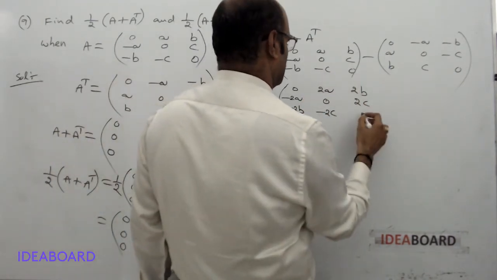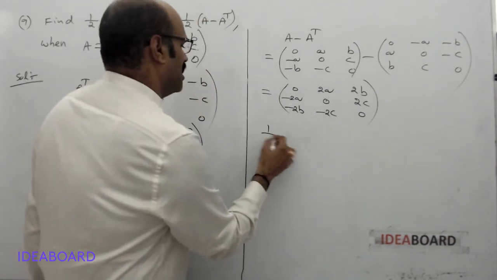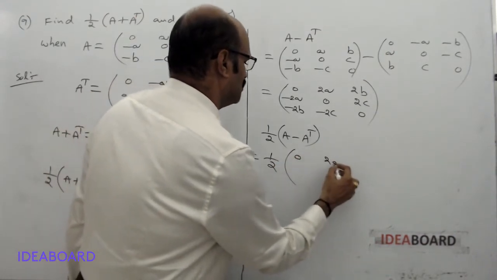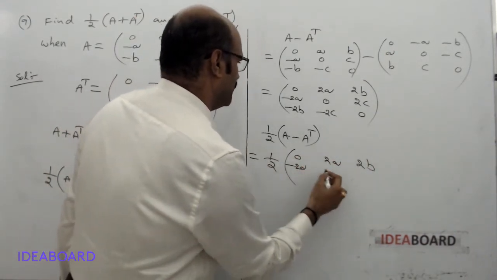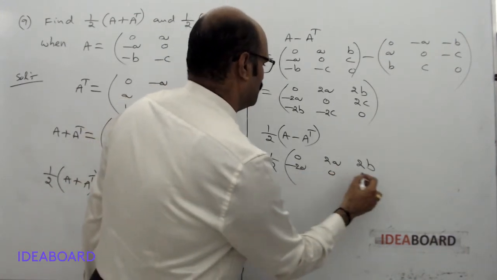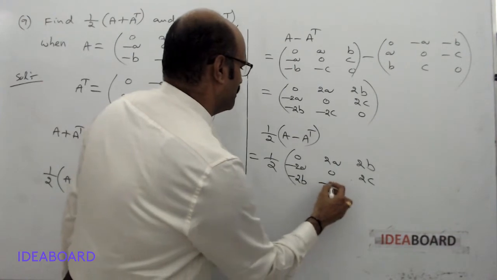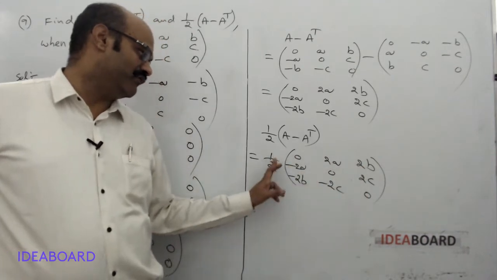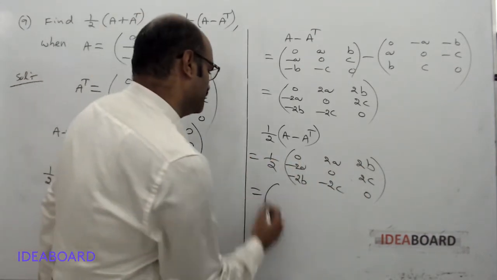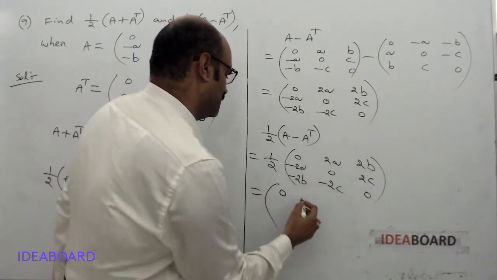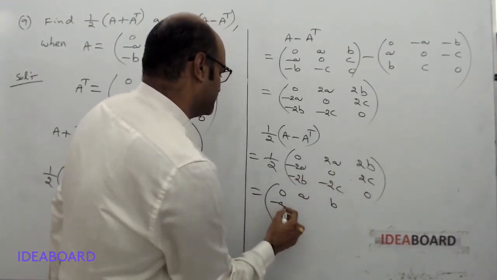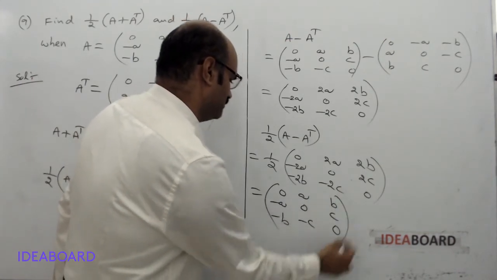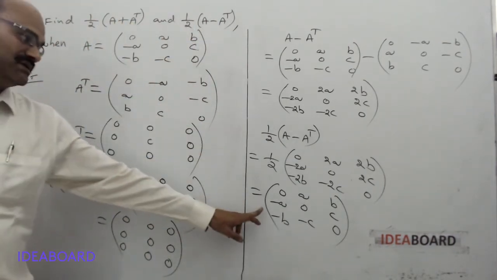minus 2c, 0. Therefore now half into A minus A transpose equal to half into [0, 2a, 2b; -2a, 0, 2c; -2b, -2c, 0]. Multiply each and every element of this matrix by 1 by 2. Hence it becomes [0, a, b; -a, 0, c; -b, -c, 0]. This is the answer.